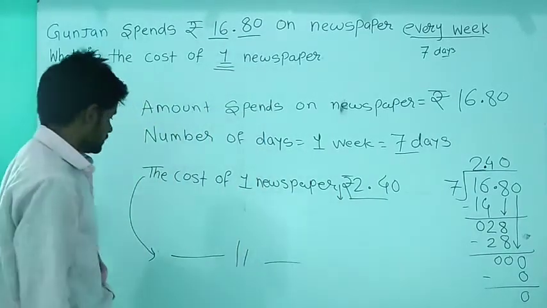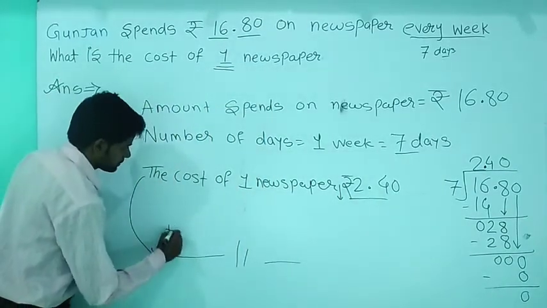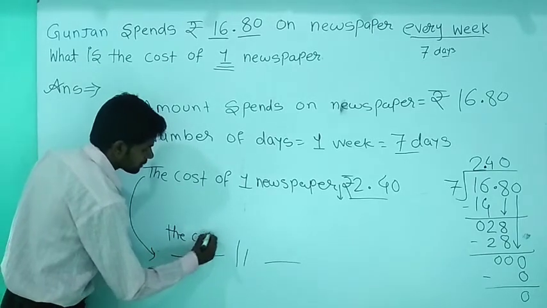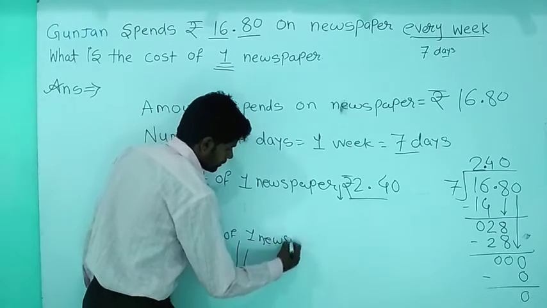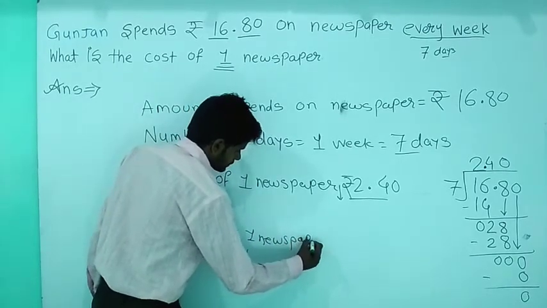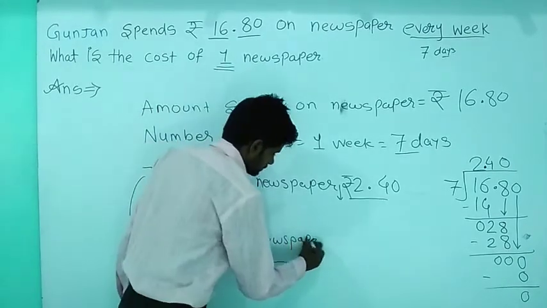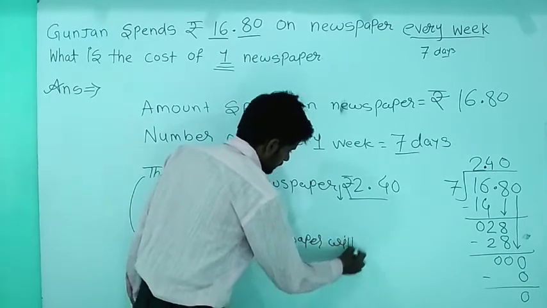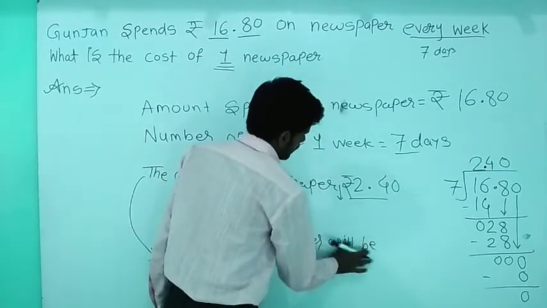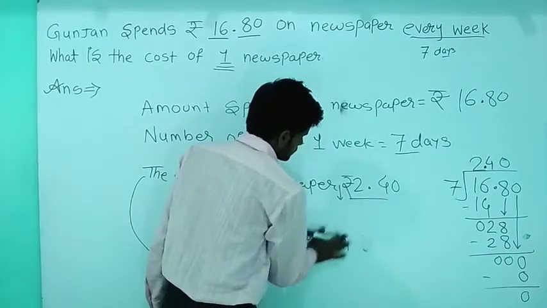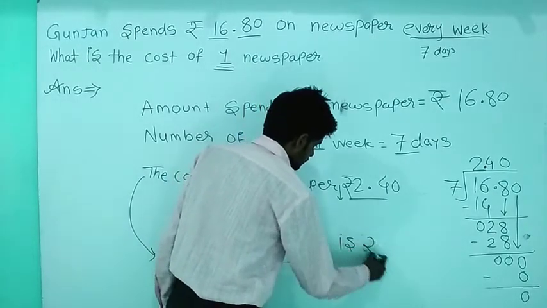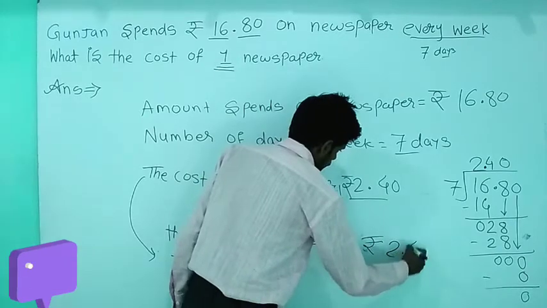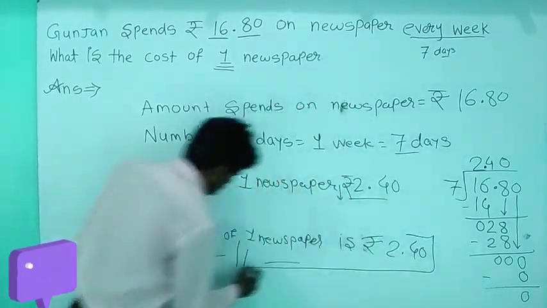Understood everyone? Let me write it. Okay, the cost of one newspaper is rupees 2.40. That is your final answer.